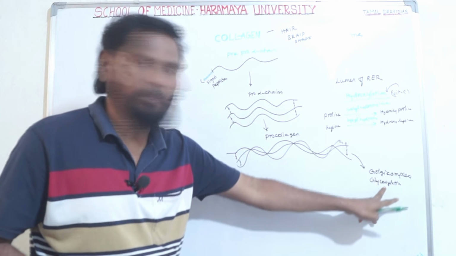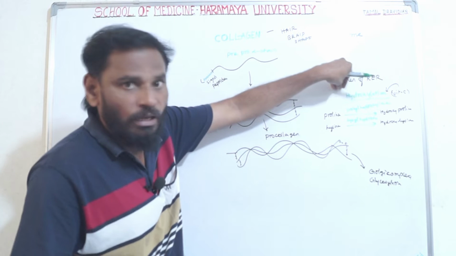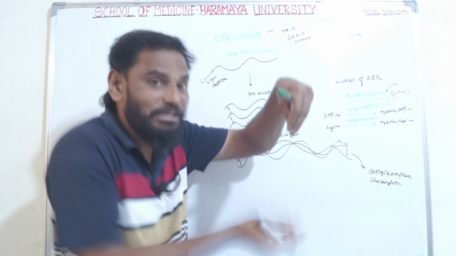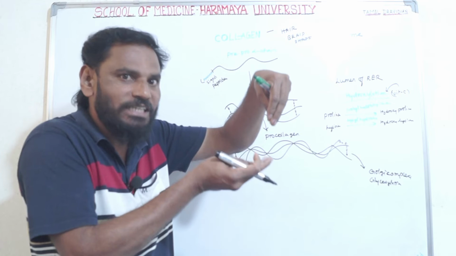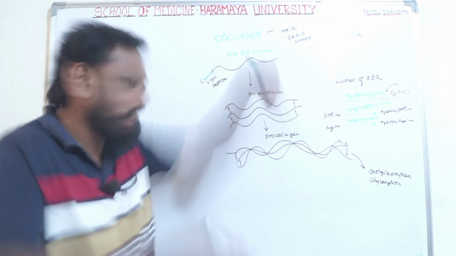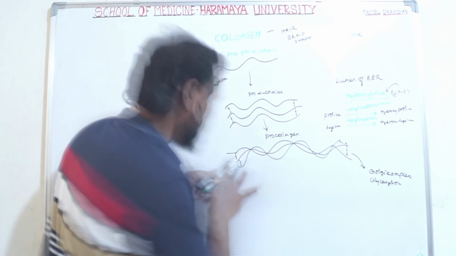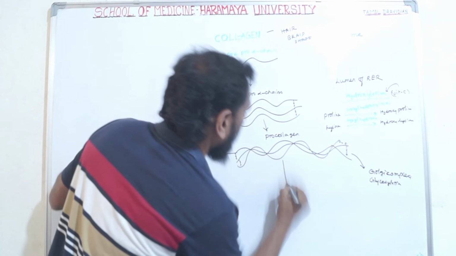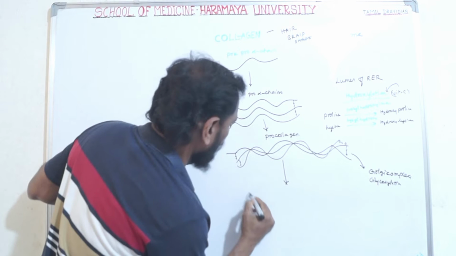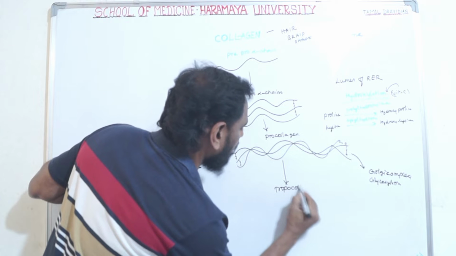The glycosylation takes place in the Golgi complex. First of all, after coming from the ribosome, it goes to the lumen of the rough endoplasmic reticulum. Then it goes to the Golgi complex. The Golgi complex has 3 stages: cis Golgi, medial Golgi, and then trans Golgi. After coming out of the trans Golgi, it gets glycosylated. Clear? Now the pro-collagen is converted into tropocollagen.